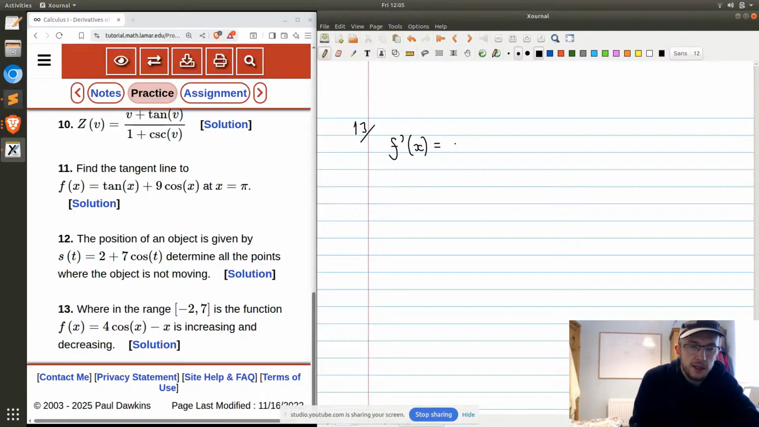Okay, so when you differentiate cosine, it turns into minus sine. So minus 4 times sine of x. Differentiate that, it'll turn into minus 1. And now we have the derivative. Find out where it's positive and where it's negative within that range.